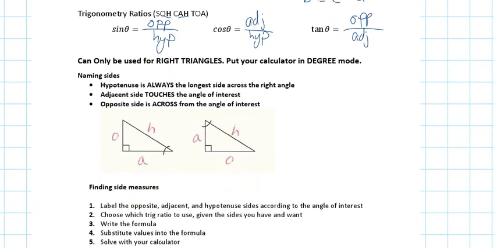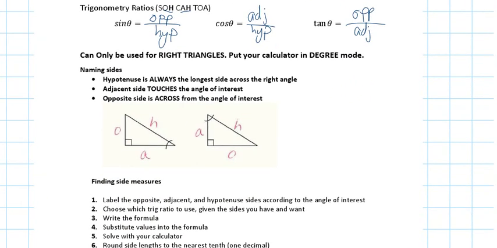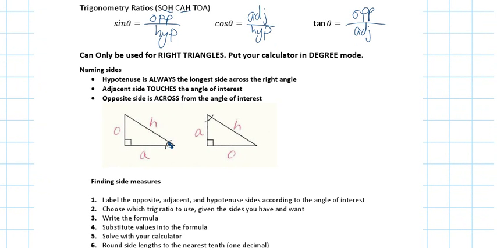We talked about how to name the sides. It always depends on the angle of interest. If this is your angle of interest right here, then that makes this your opposite, this your adjacent, and the hypotenuse is not going to change. It's the one across from the 90 degrees. And if this is your angle of interest, the hypotenuse stays the hypotenuse, this becomes your opposite, and the other side is your adjacent.